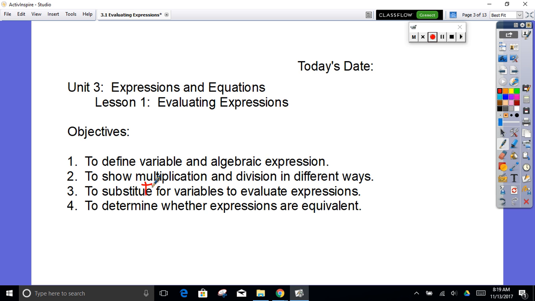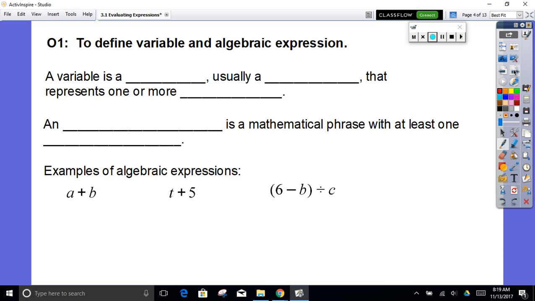This is a big thing that will appear on PSSAs, is deciding whether 2 expressions are equivalent to one another. So all through our unit on expressions, we'll be looking at examples of that. Okay, moving on to the first page.